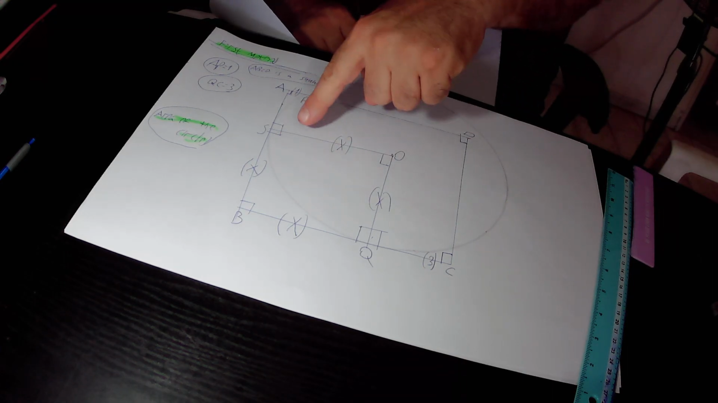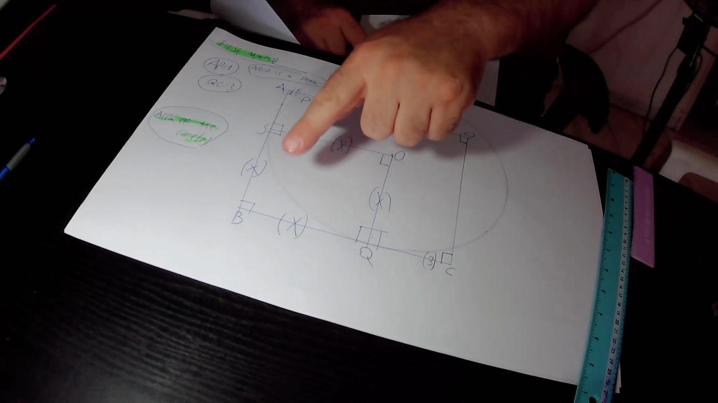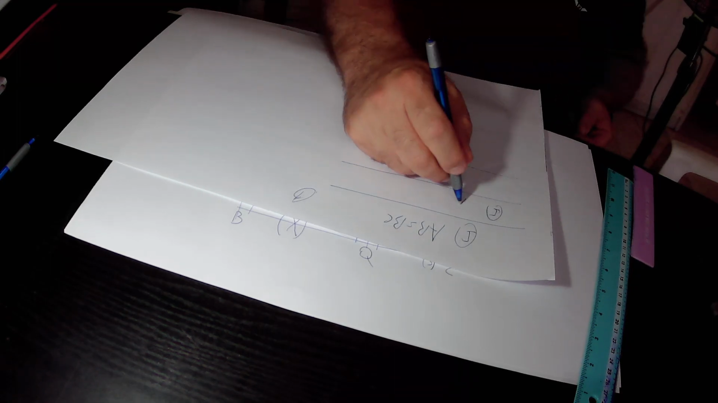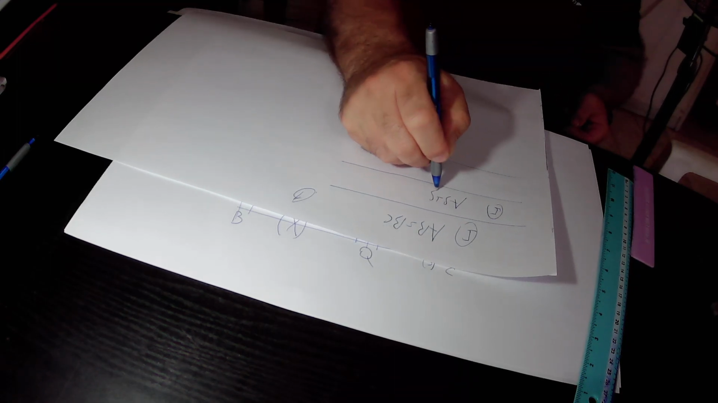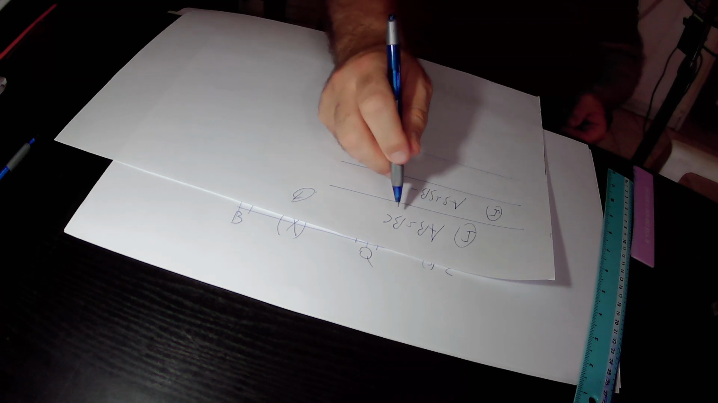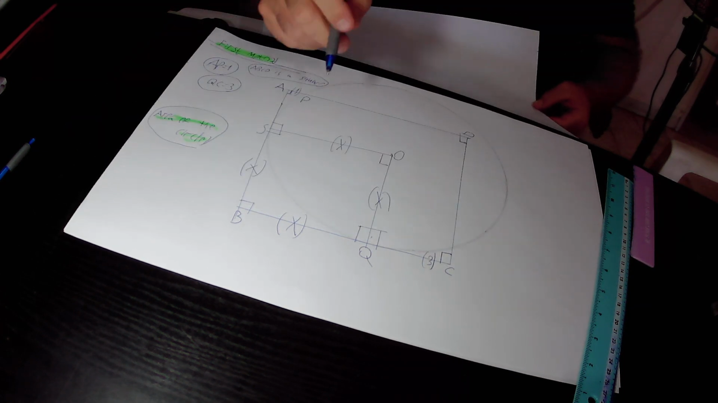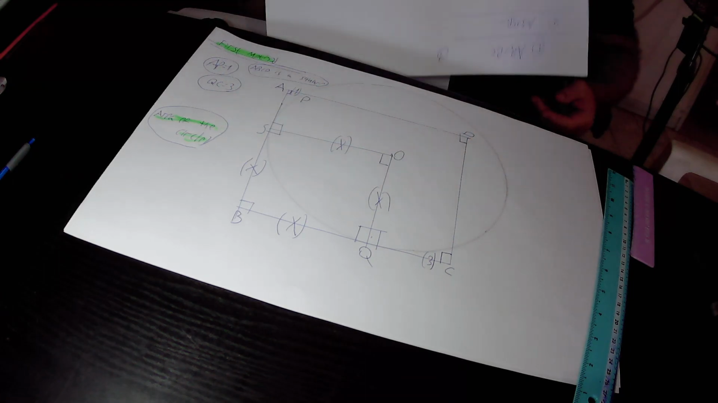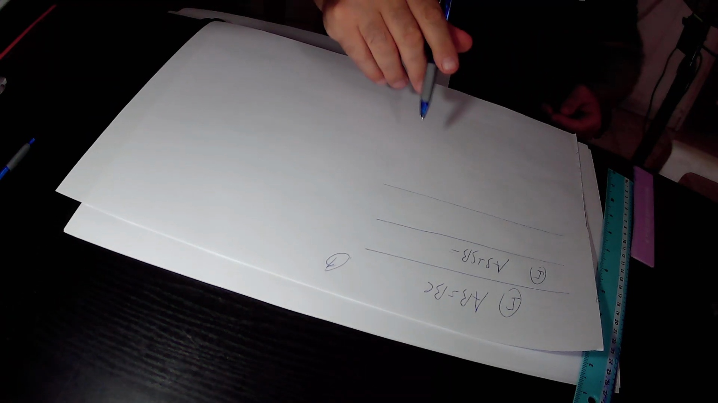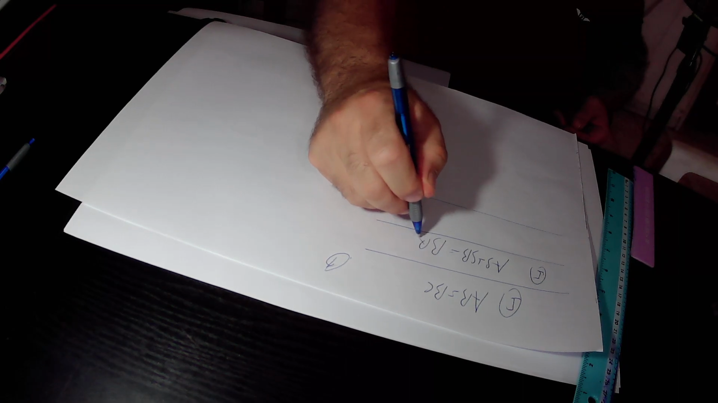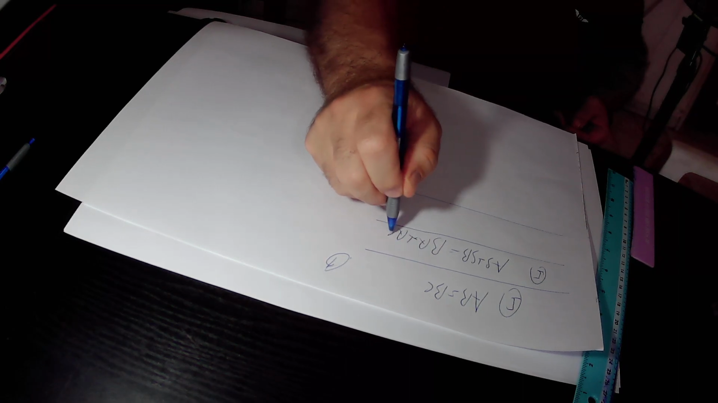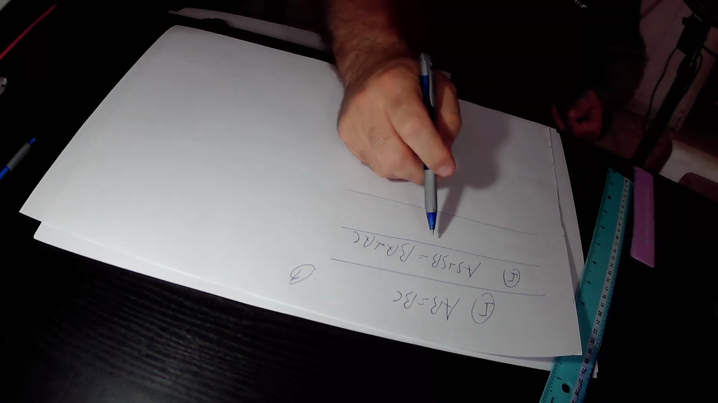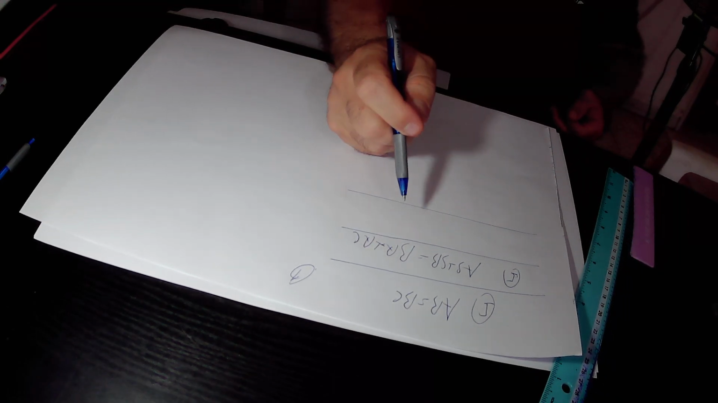AB equals AS plus SB. And you know that AB equals BC. BC equals BQ plus QC. So in total, we have found out that according to equation 1, AS plus SB equals BQ plus QC.